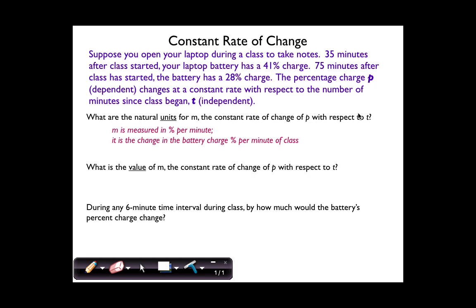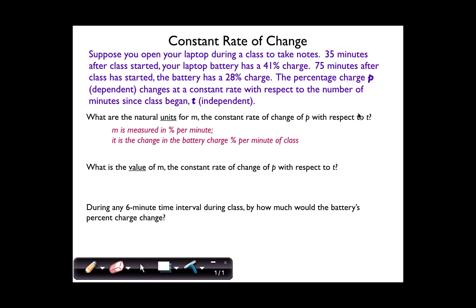So we'd measure this without doing any unit conversions. The natural units based on this problem would just be percent per minute. If we wanted percent per hour, percent per day, something else per second, we could do that, but we don't have to. So the change in the battery charge percentage per minute of class. But again, it doesn't have to be incrementally 1 minute at a time. You can talk about any number of minutes that have elapsed up to the end of class. How much percent-wise the battery would change is that constant multiple.